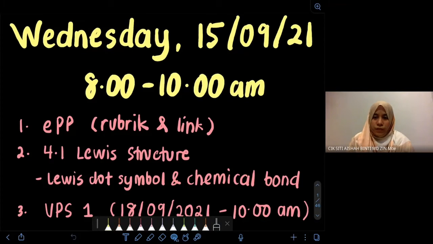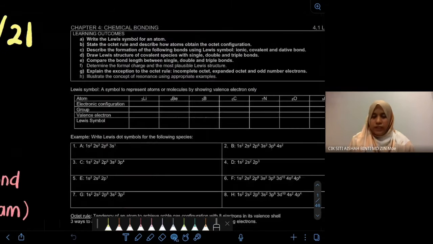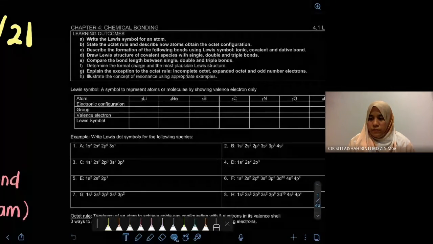So for today, we're going to learn chapter 4, chemical bonding. Okay, kalau kamu tengok chemical bonding ini pun memang banyak lah. If you look at the notes itself, sebenarnya ada around 44 pages of chapter 4 chemical bonding ni. It is quite a lot sebab dia ada sampai 4.5. So we have 5 subtopic for this chapter lah, chemical bonding.